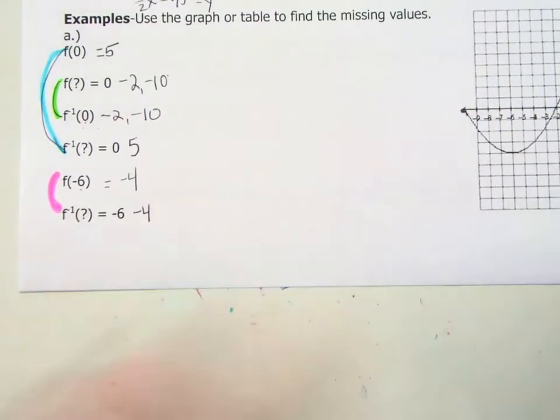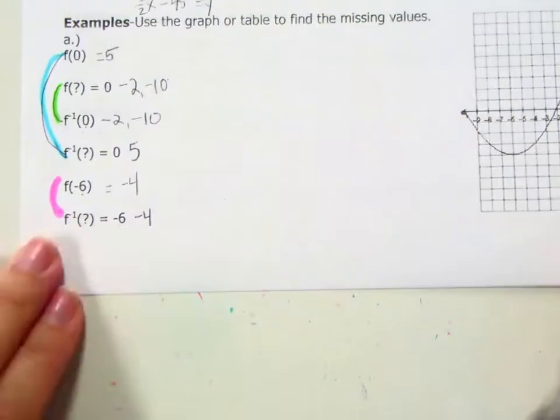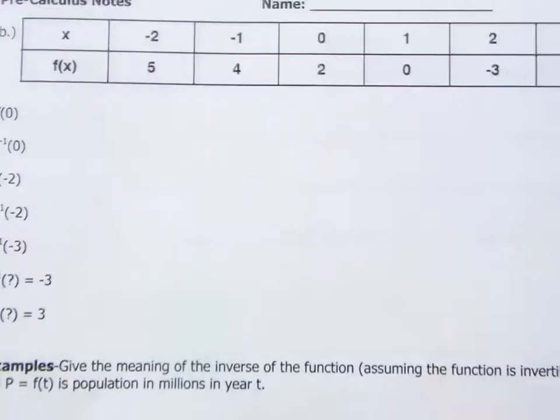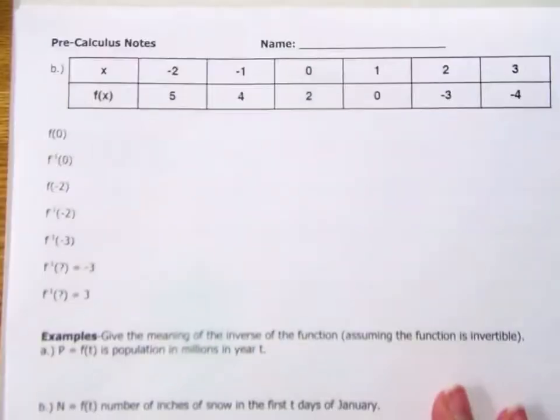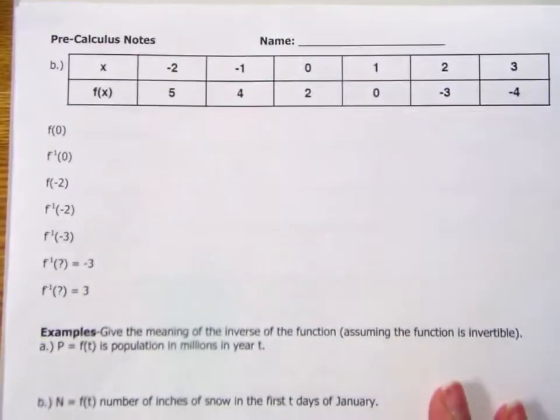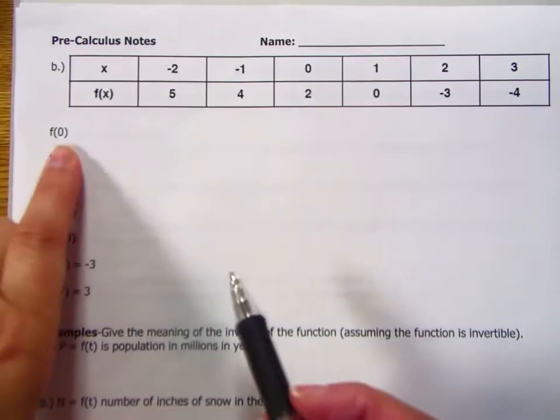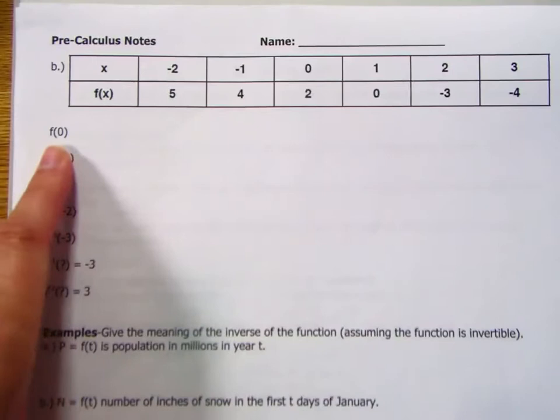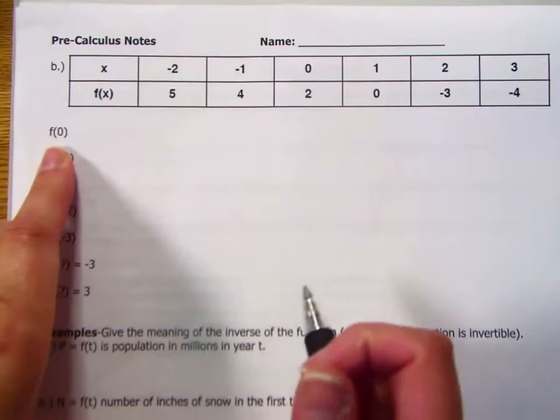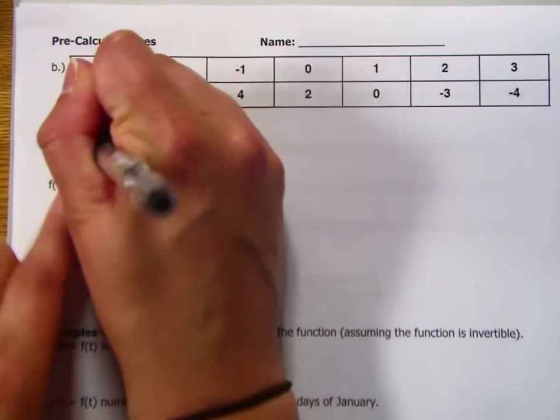Okay? Can I answer any questions? All right, then I'll move on. Similar type of thing. This time we have a table instead of a graph, but similar type of thing. So now I want f of 0. Samantha, what is f of 0? 2. 2, good.